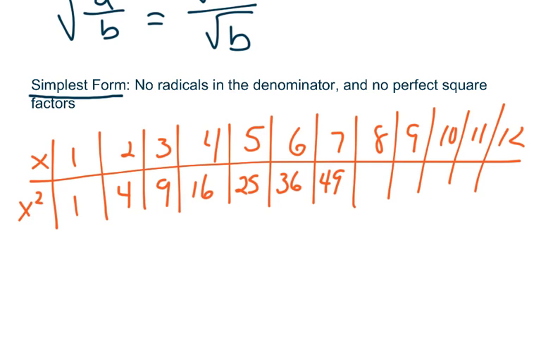7 squared, 49. 8 squared is 64. 9 squared is 81. 10 squared, 10 times 10 is 100. 11 times 11 is 121. And 12 squared is 144. And I'll have a nice little handout for you that outlines the perfect squares along with the perfect cubes, perfect fourth powers, fifth powers, and I believe it even has 6 powers as well. But for now, we're just working on the perfect square. So these are the numbers that are going to be vitally important to simplifying square roots.